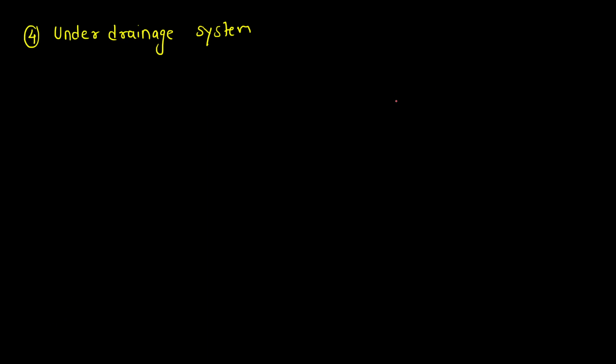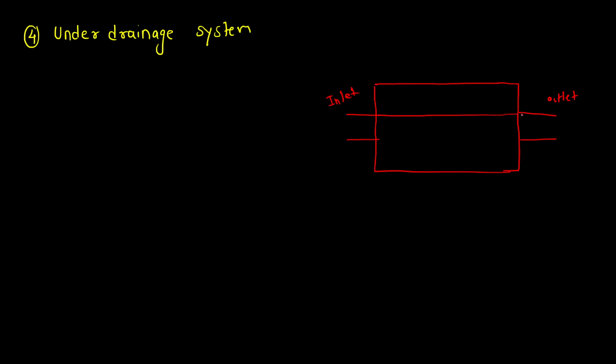Below the filter media there is a system which is developed, which is called the under drainage system. Above this there is the filter media. Now this is the inlet and this is the outlet. There is a central drain which is present in between.